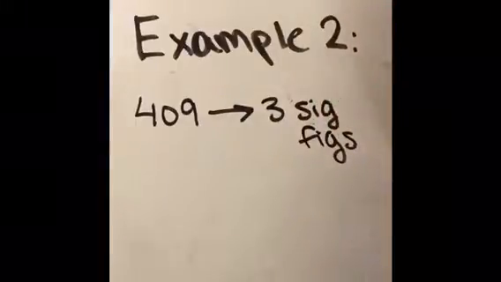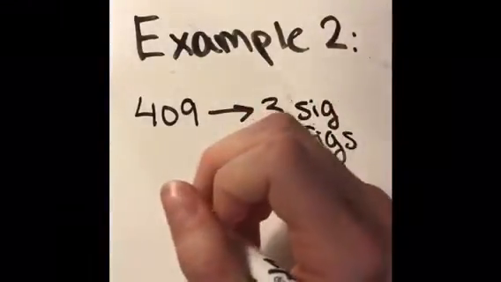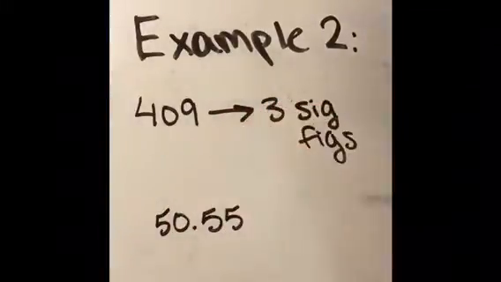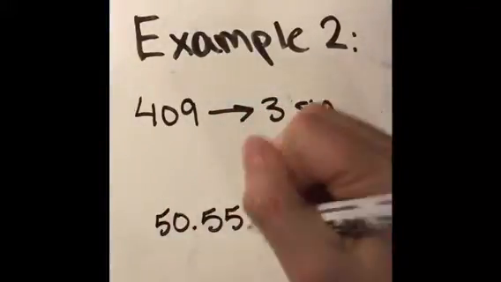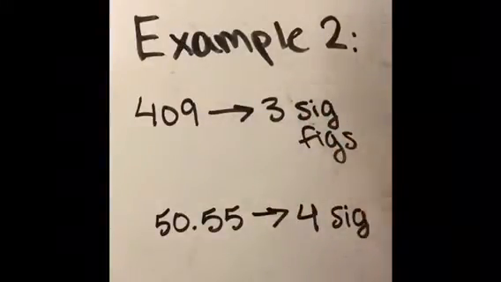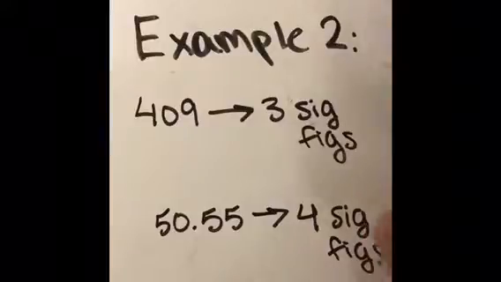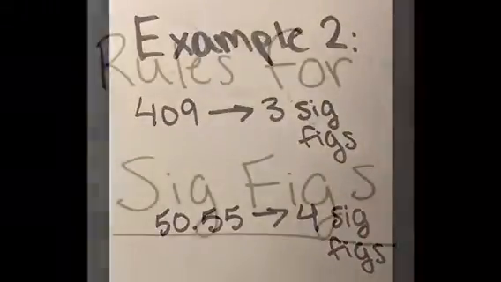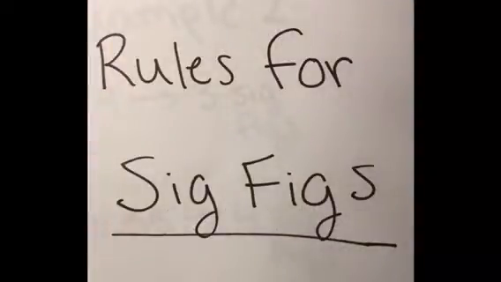Then we can look at the number 50.55 and it will contain 4 SigFigs, and that is because the zero is also trapped in between two significant numbers. If the zero is after a number and before the decimal, and if there are more numbers after the decimal, like the number 50.55, then it is still considered trapped.